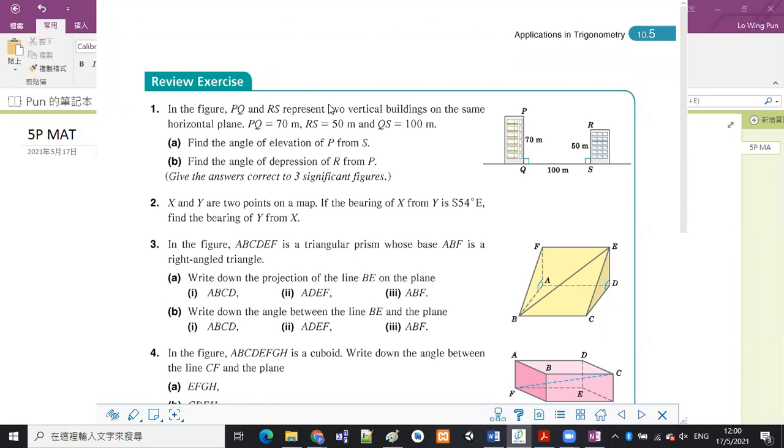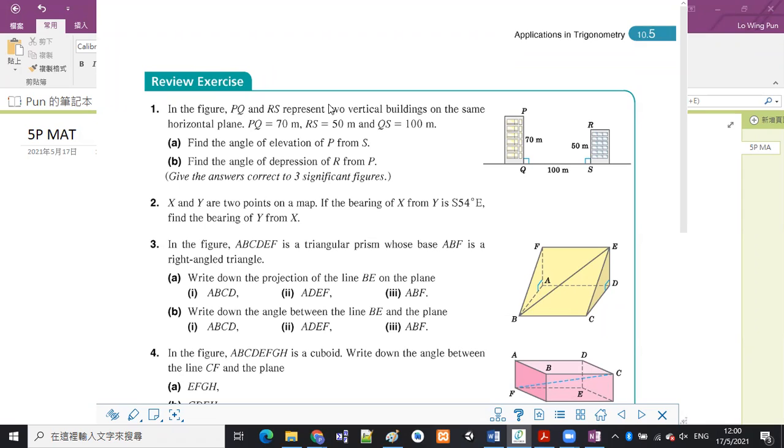Let's go to the review exercise. Okay, so there are two concepts that we need to do some revision on. That's a junior forms concept. And the first one is not difficult. It is about angle of elevation and angle of depression.